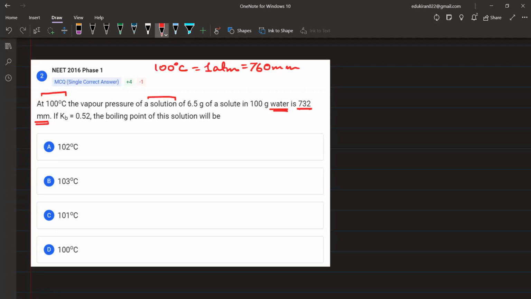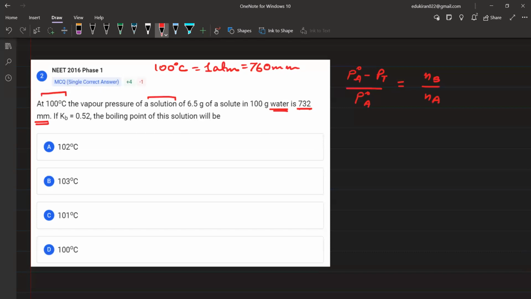Now I will use the formula (P0A minus P total) divided by P0A. Achha, inhone yaha pe kya dala hai? Have we added a larger amount? Ya fir bahut kam amount dala humne? 6.5 grams in 100 gram. It's a very small amount. So I can write (P0A minus P total) divided by P0A will be equal to number of moles of solute divided by number of moles of solvent.